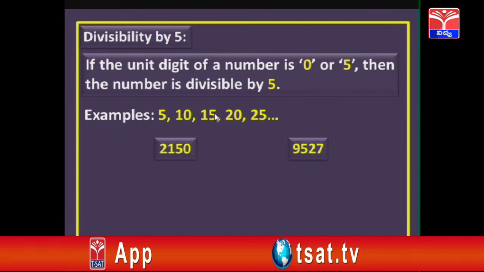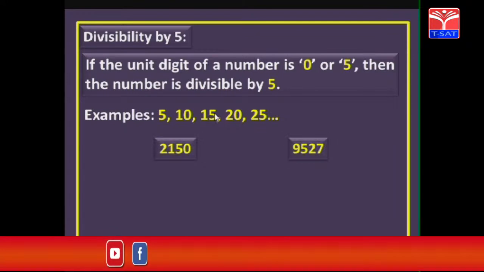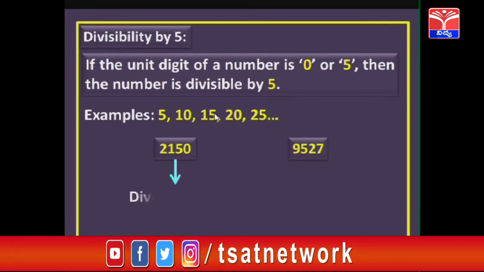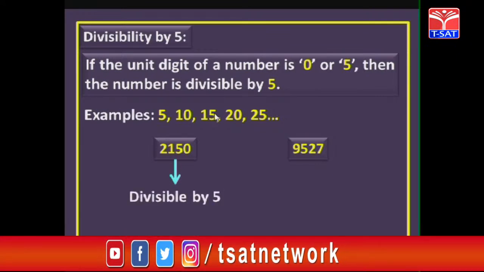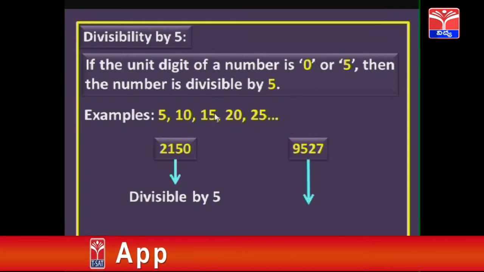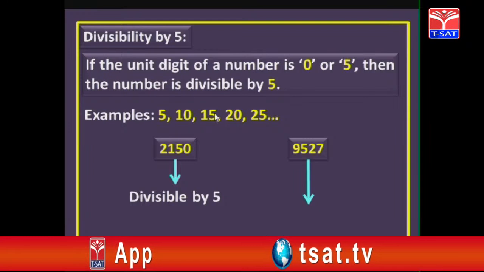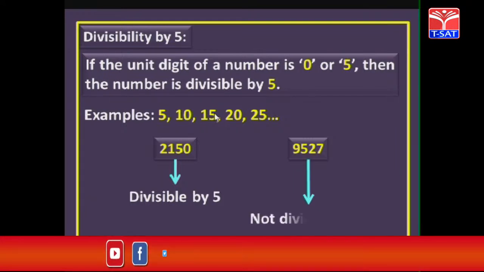Let us take two more examples here, 2150. In this case the unit digit is 0, hence it is divisible by 5. Whereas, if we consider the second number, 9527, here the units digit is 7. So, it is neither 0 nor 5. So, I can say that this number is not divisible by 5.